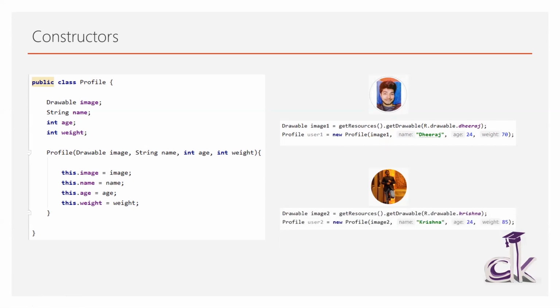Now that the two users are created, let's talk about the this keyword. Okay, so when you created an instance of the class, this.image basically refers to user1.image. So it's analogous to user1.image, and this is basically referring to that instance of that particular class. In the case of user2, it's going to be user2.image, user2.name, user2.age, user2.weight. So the this keyword is essential when you want to refer to that instance of the class.